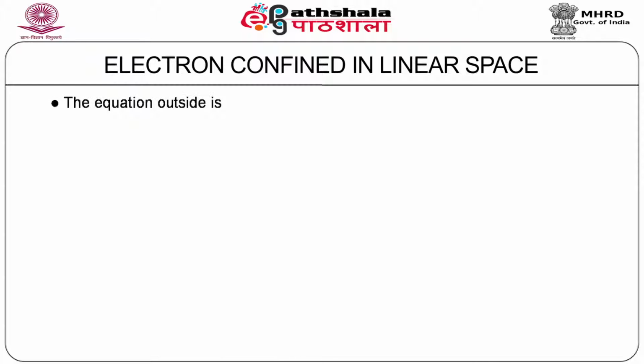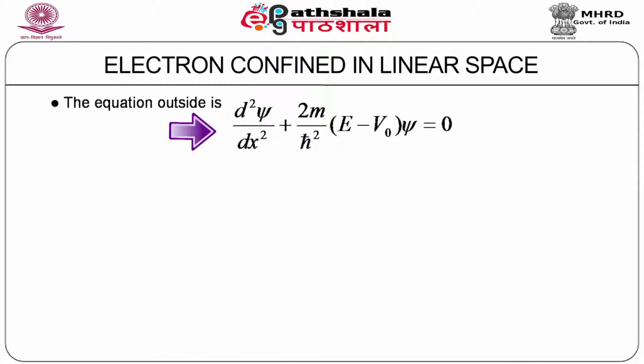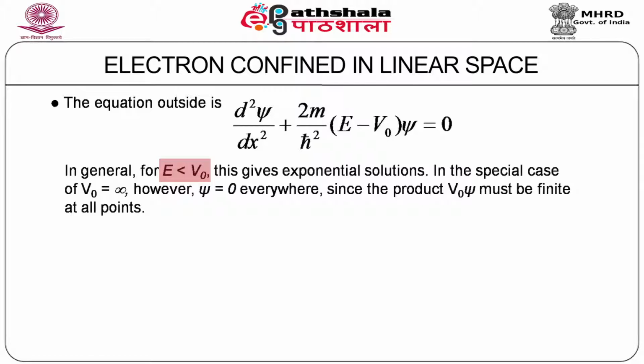Now, the equation outside is d²ψ/dx² + (2m/ħ²)(E − V0)ψ = 0, where V0 is the potential outside the well. In general, for E less than V0, this gives exponential solutions. In the special case of V0 equal to infinity, however, ψ is 0 everywhere, since the product V0ψ must be finite at all points.